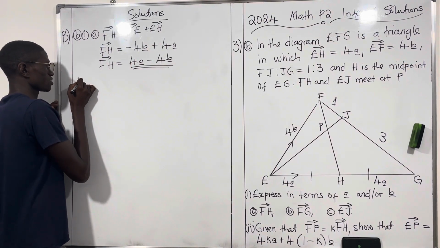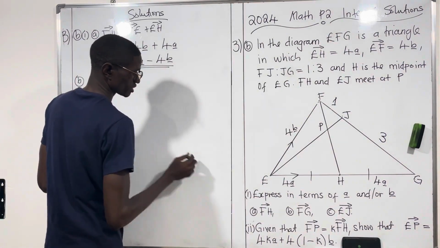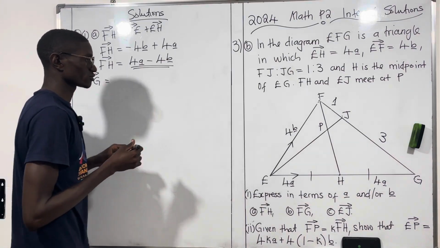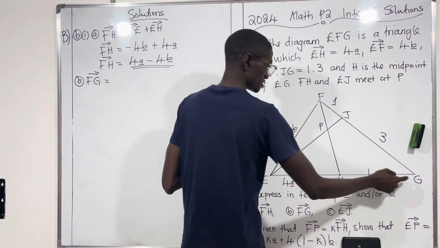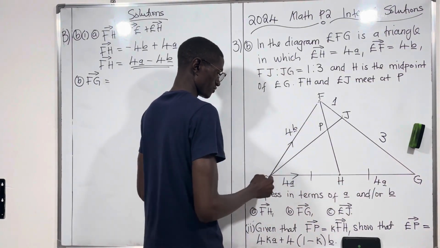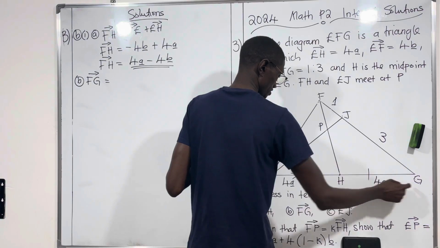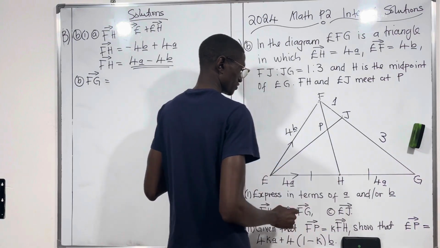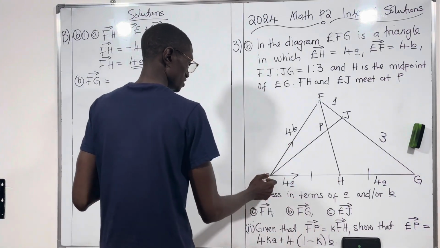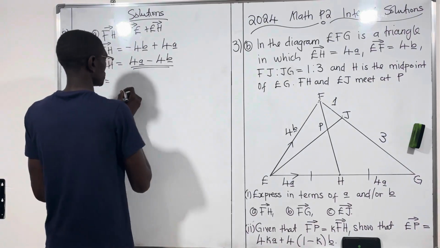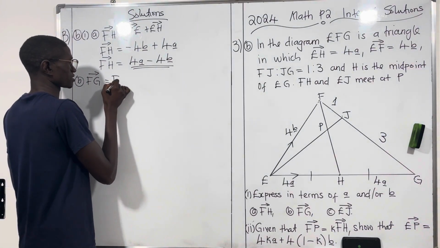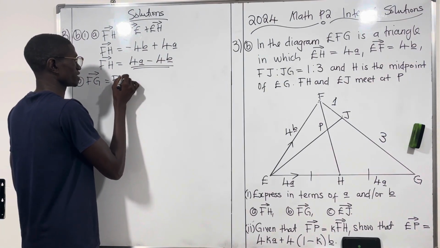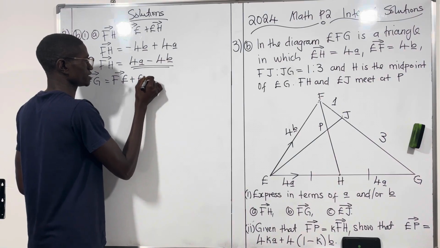We go to B. We're finding vector FG. So how can you move from F to G? This is F and this is G. So we can say FE plus EG. What is EG? EG is basically 4A plus 4A, giving us 8A. That would be our path: vector FE plus vector EG.